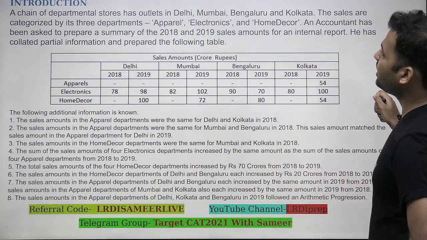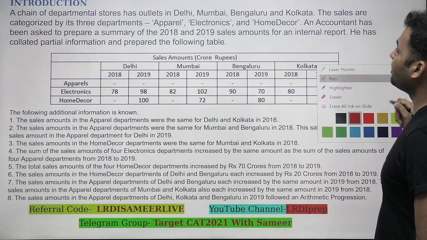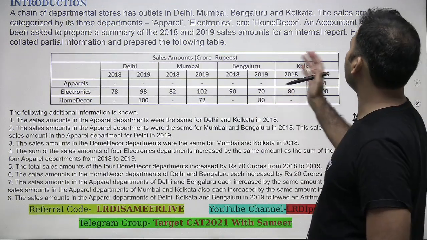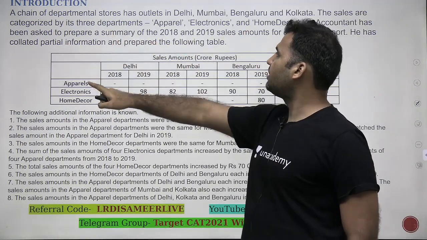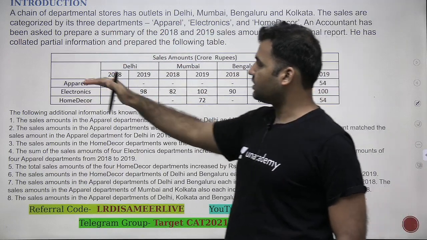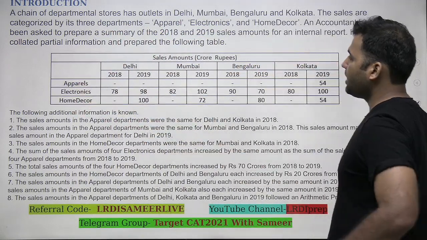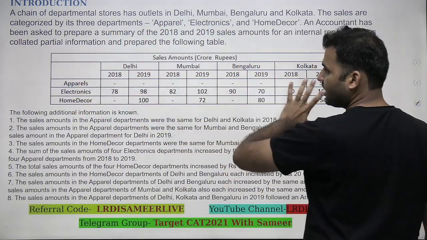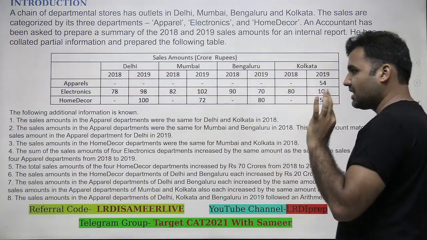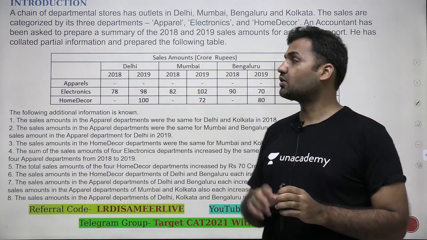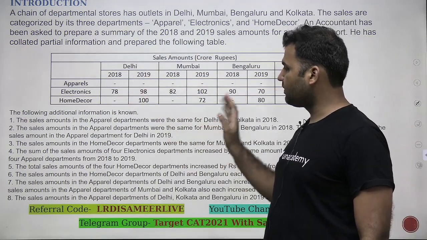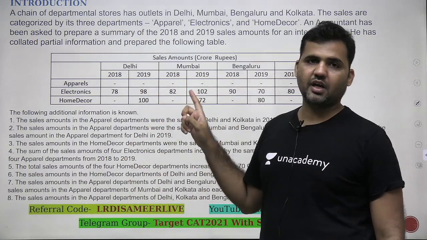It says that a chain of department stores has outlets in Delhi, Mumbai, Bangalore, and Kolkata. The sales are categorized by three departments: apparel, electronic, and home decor. So we have 4 stores, 3 departments, and the sales of 18 and 19 are mentioned in this table, and some values are missing. So by this point, you should know that to solve the set, I need to find these missing values, and to find them, I need to take the help of these statements.